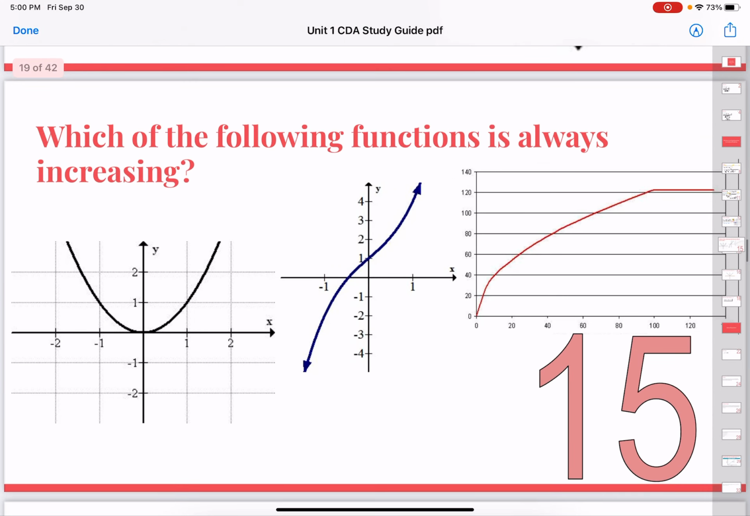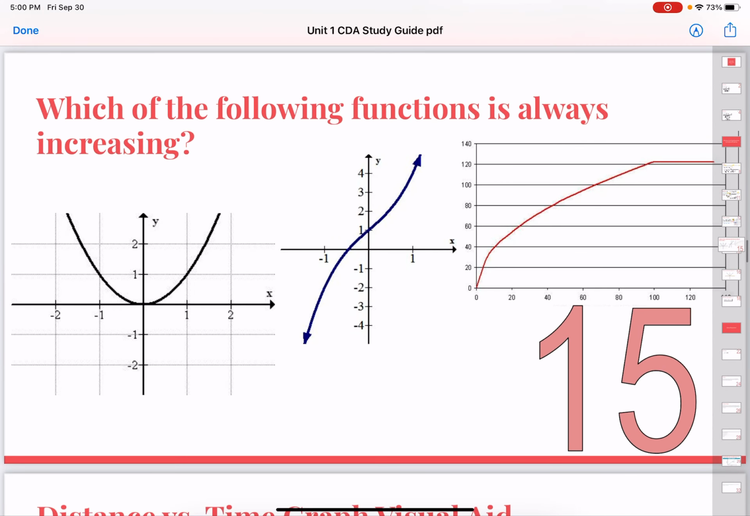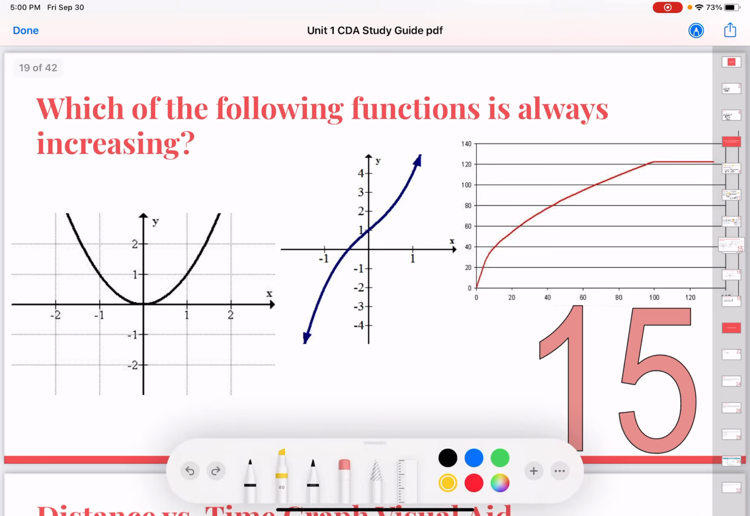Okay, so which of the following functions is always increasing? So I know right off the bat it's not this first one, because it starts off by decreasing. It decreases between what looks like x equals -2 and x equals 0. So this is what I'm looking at, by the way. That's decreasing, and so this one is definitely not it.